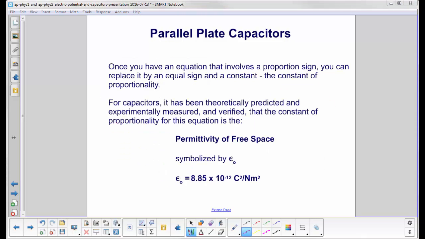Here's a little math and physics trick. Once you have an equation that involves a proportion sign, you can replace that by an equal sign and some kind of constant, known as the constant of proportionality.